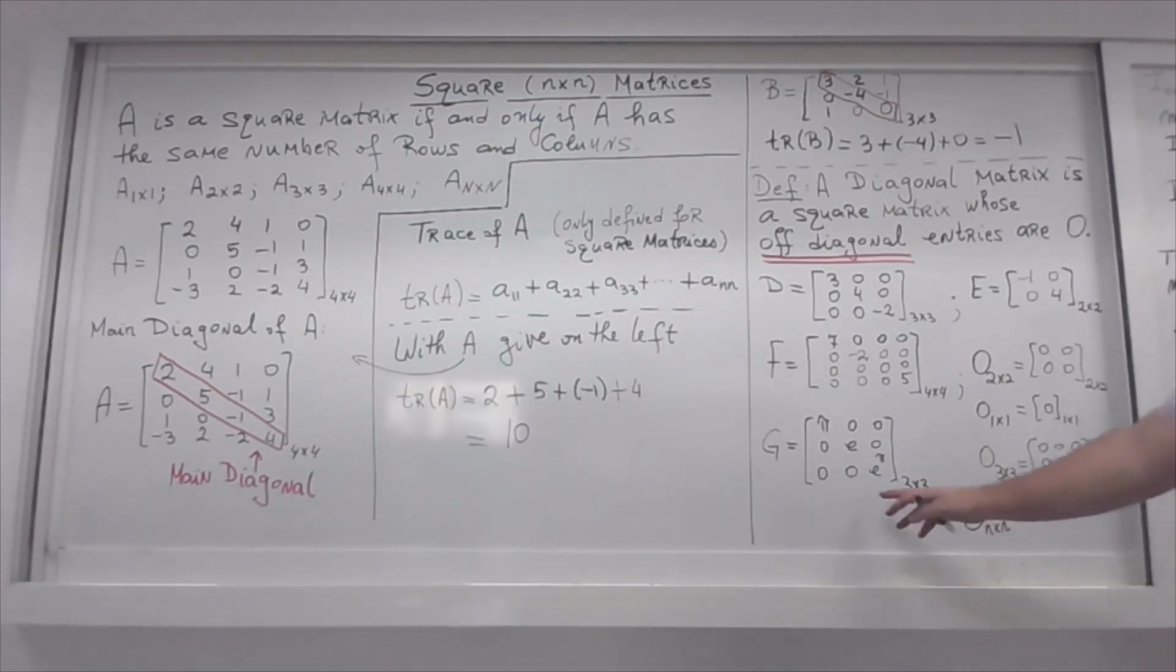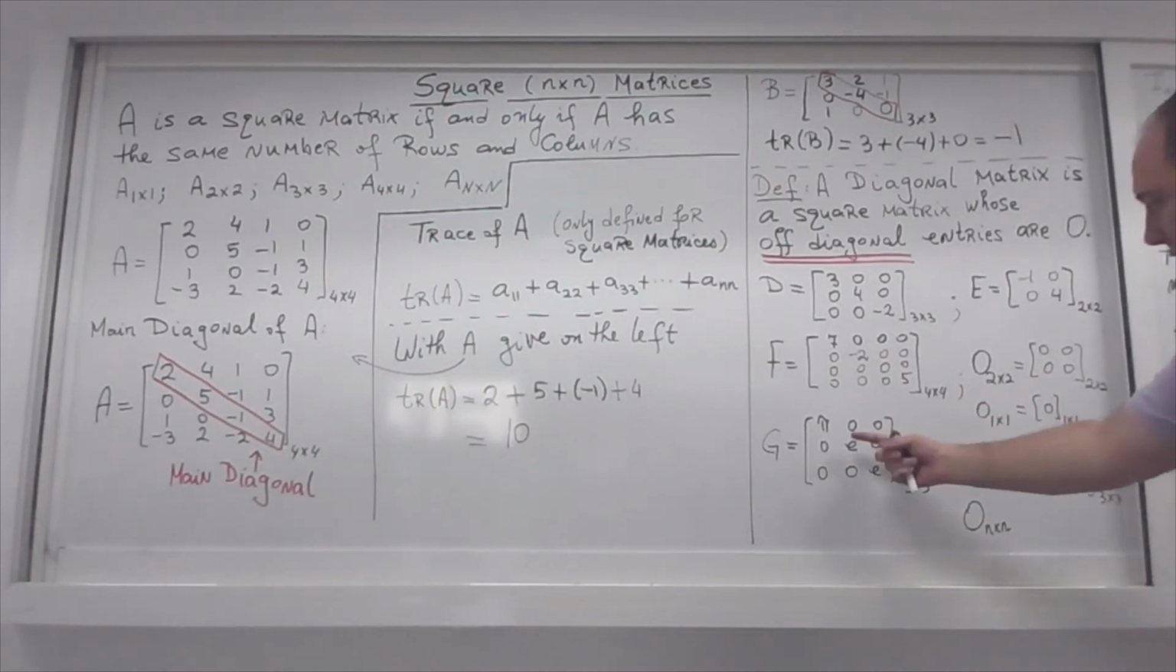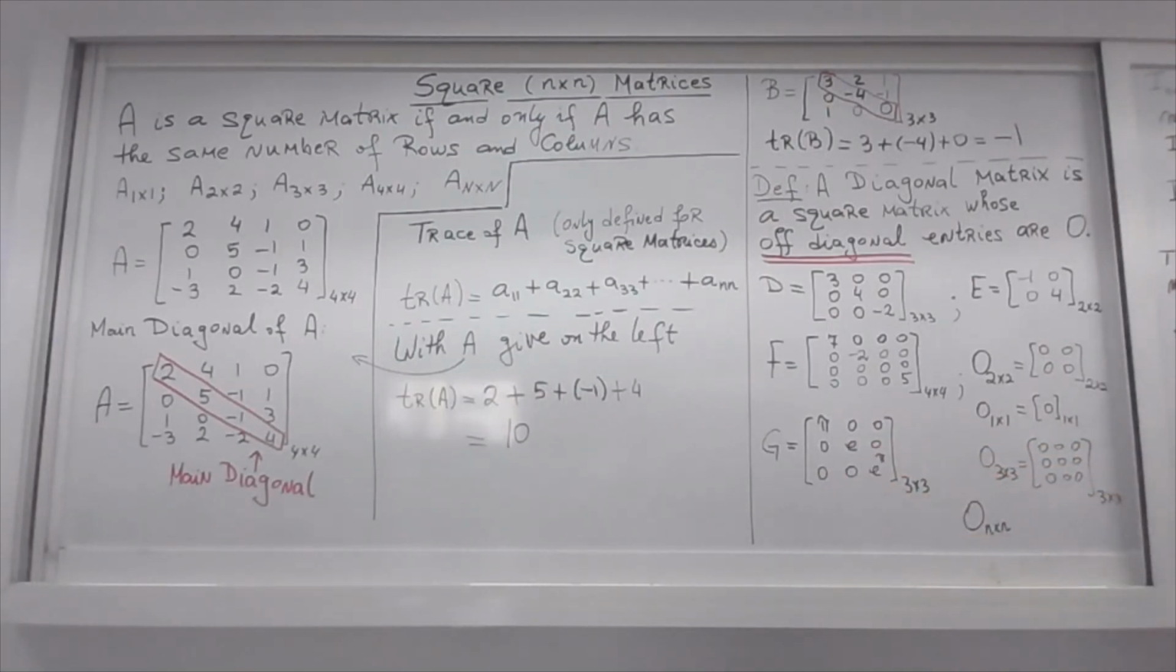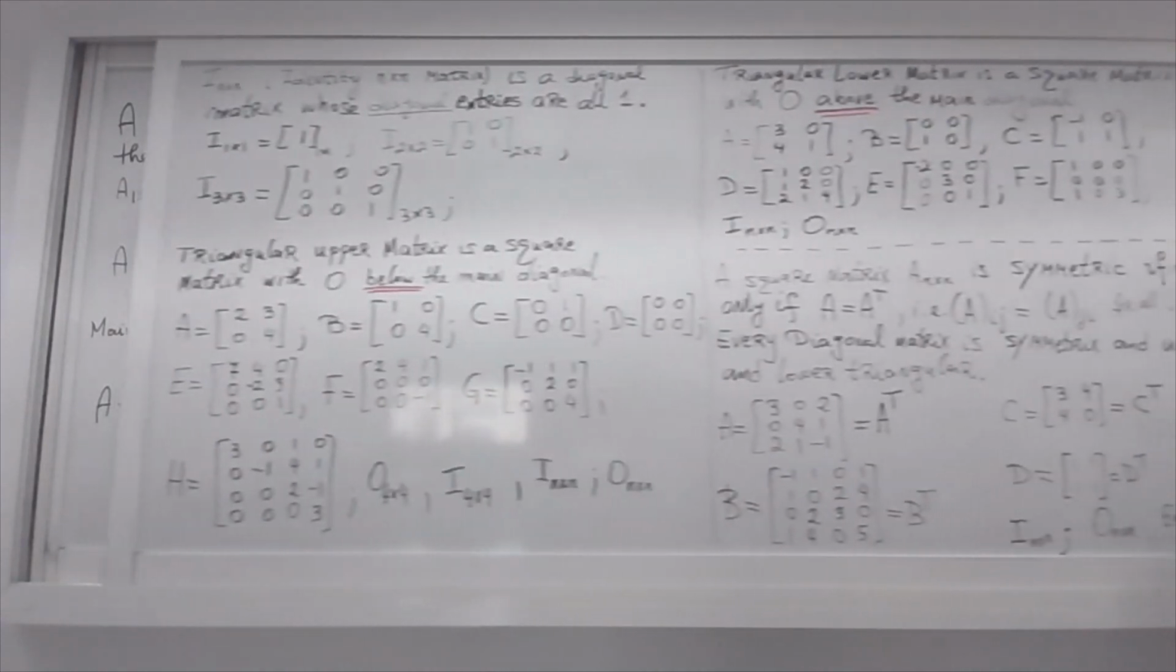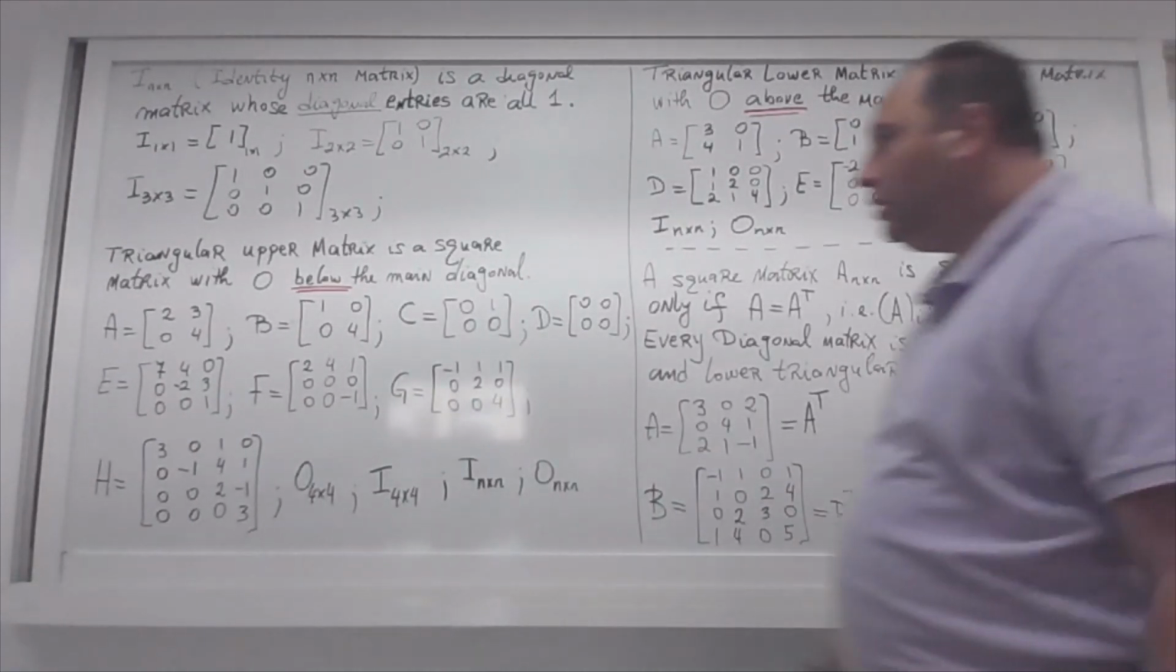So we don't need to have cute numbers only. What matters is off-diagonal entries are 0. What is going on the diagonal doesn't matter. Other type of matrices that we use often is the identity matrix.